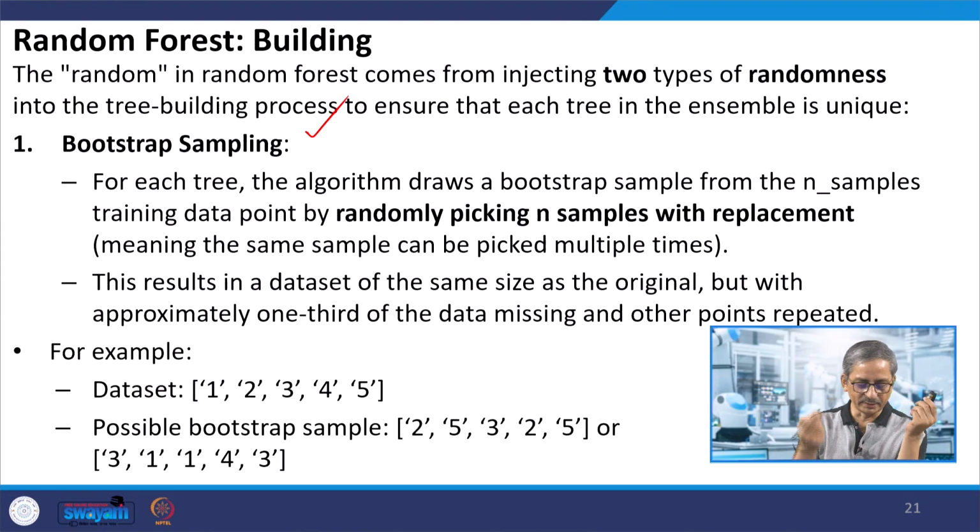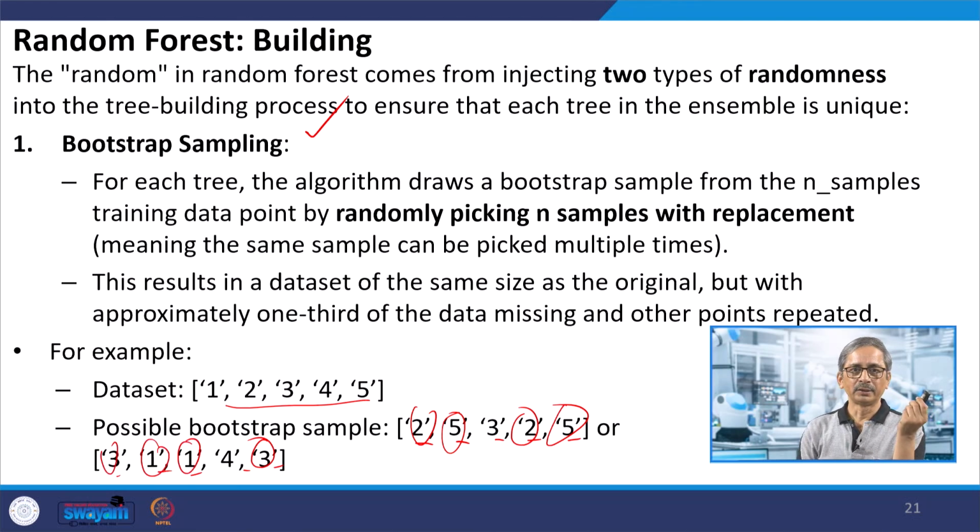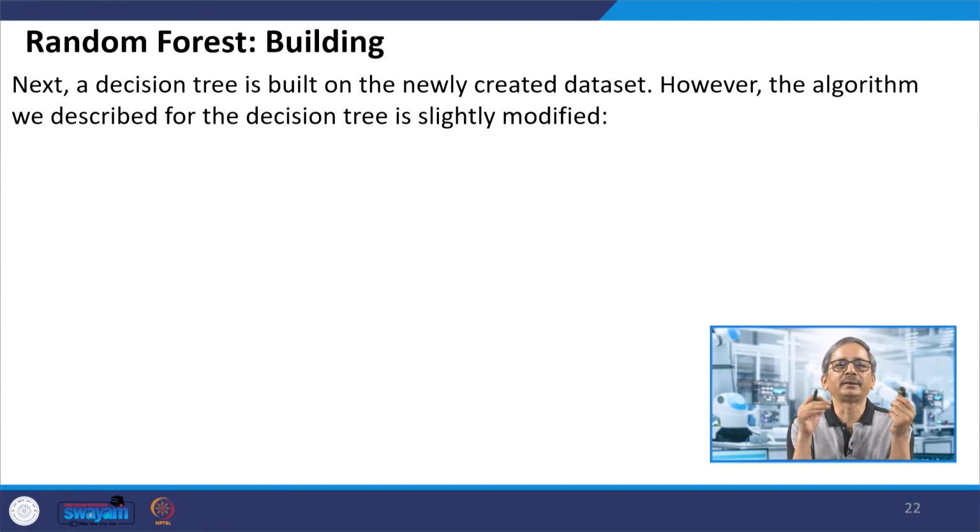So, here is an example. Suppose my data set is like this: 1, 2, 3, 4, 5. The possible bootstrap sample could be, say, 2, 5, 3, 2, 5. You see, here 2 is repeated, 5 is repeated, 1 is not there at all. Or I could have, say, 3, 1, 1, 4, 3. Here 3 is there, 1 is there, 2 and 5 are not there. This way we generate the random data. Next, the decision tree is built on the newly created data set. However, the algorithm we described for the decision tree is slightly modified.